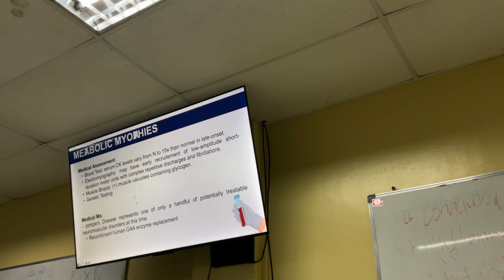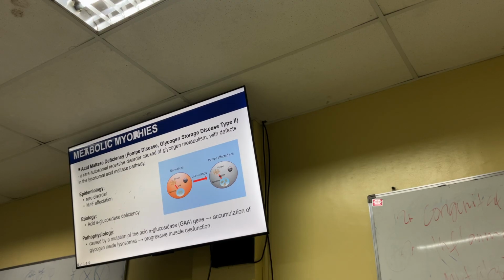Medical management: this represents one of only a handful of potentially treatable neuromuscular disorders at this time. You can give recombinant human GAA enzyme replacement. Basically, you just need to replace the affected enzyme in acid maltase deficiency, whichever metabolic enzyme is affected, that is what you replace.